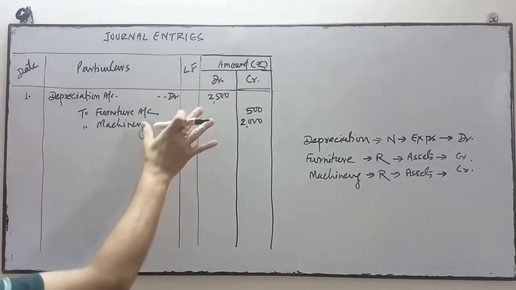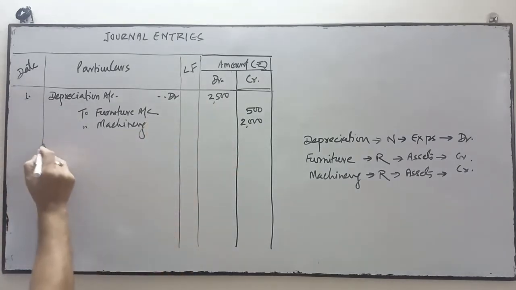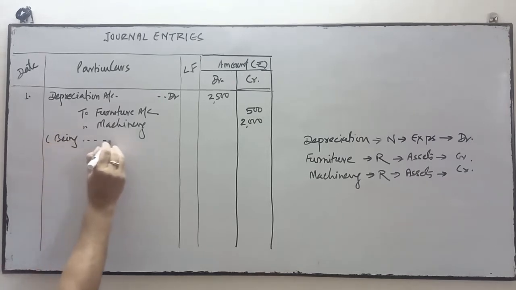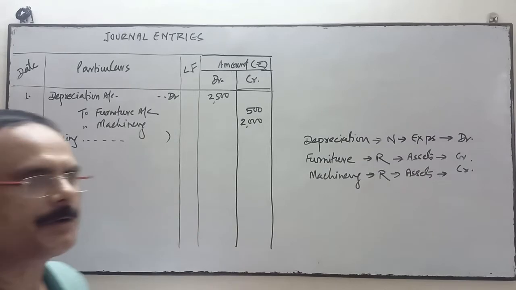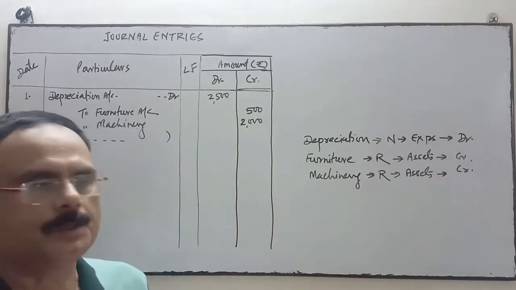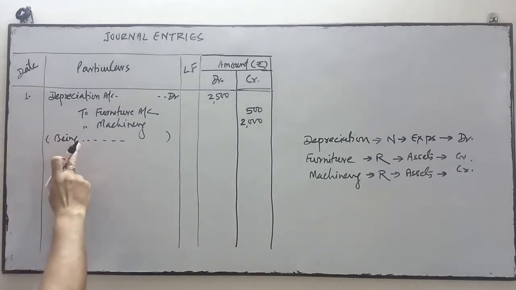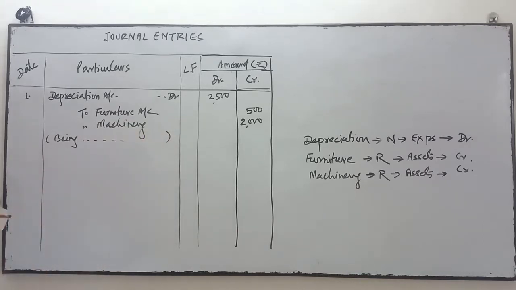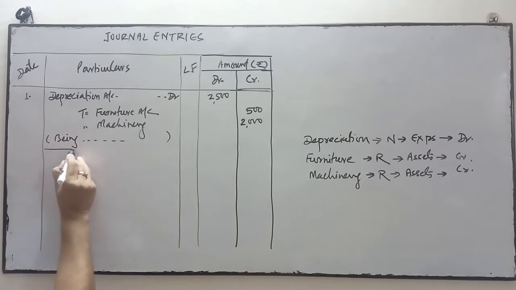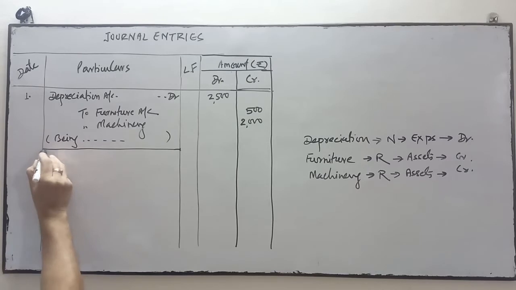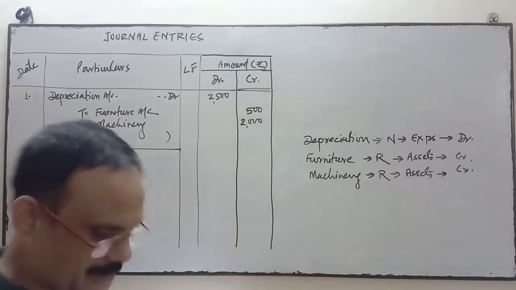We have done the composite, compound entry over here. So what will we write in the narration? We'll write, being furniture and machinery depreciated. That's it. This will be the narration. And after writing the narration, we will close this space up to the particulars column only. So this transaction is over.